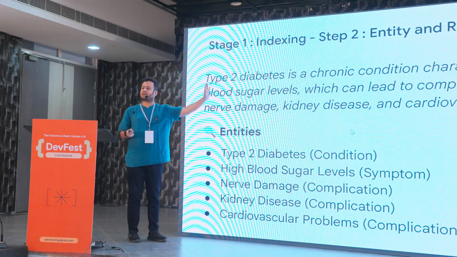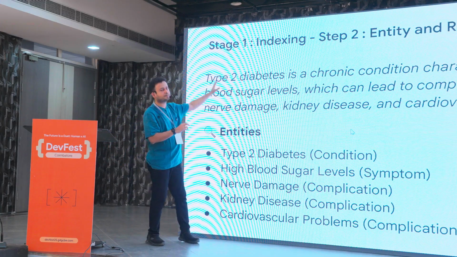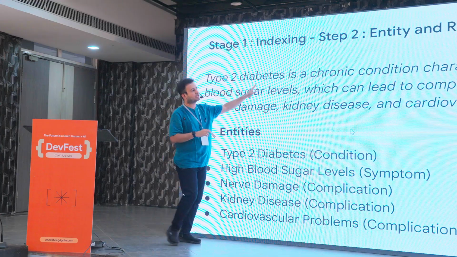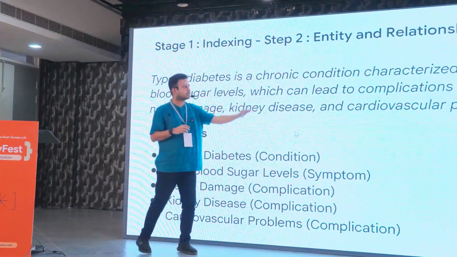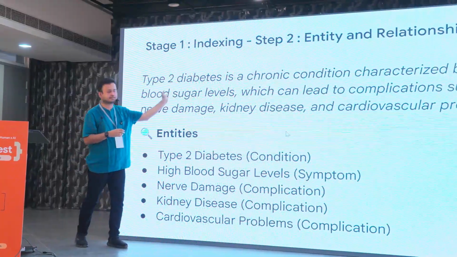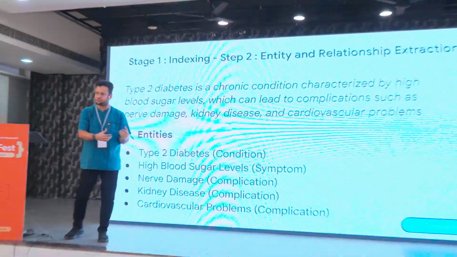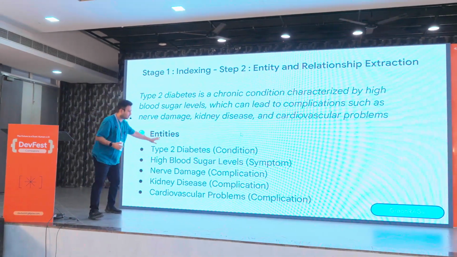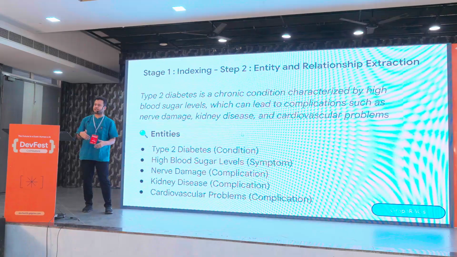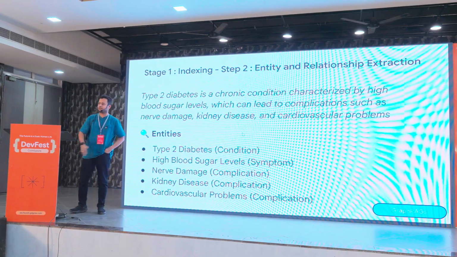If this is the paragraph that I have, I want all of you to pay attention. Type 2 diabetes is a chronic condition characterized by high blood sugar levels which can lead to complications, etc. This is the paragraph that I have. I want to create a knowledge graph for it. Whatever is mentioned, are these entities, or are these nouns? Or is there a verb here somewhere?